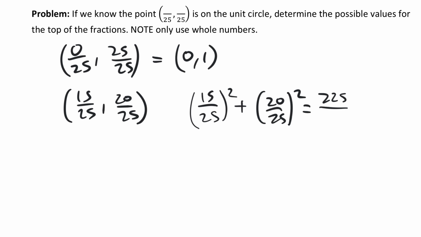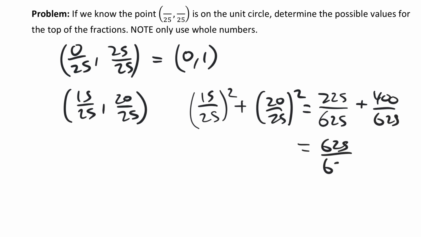25 squared is going to be 625. 20 squared is going to be 400, and again over 625. So that's 625 over 625, which is 1. So this definitely is on the unit circle.